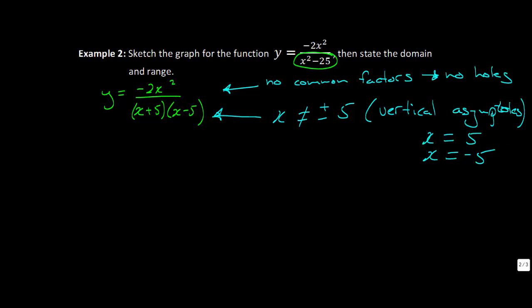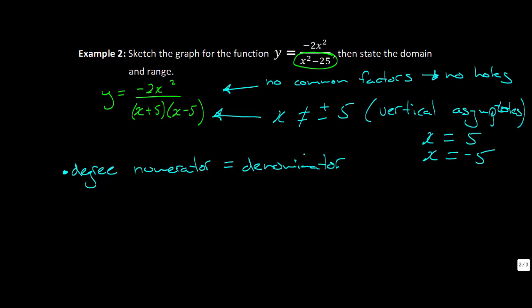So the way we do that is we need to take a look at our degree. So the degree of this function. Well, what do we have in the numerator? Notice the numerator is of degree 2. The denominator is also of degree 2. So we would say that the degree of the numerator is in fact equal to the degree of the denominator.